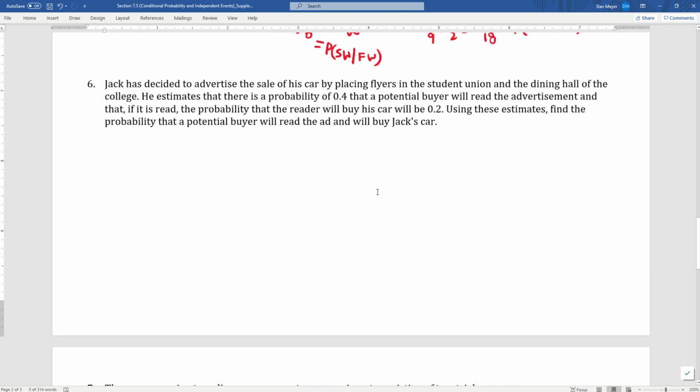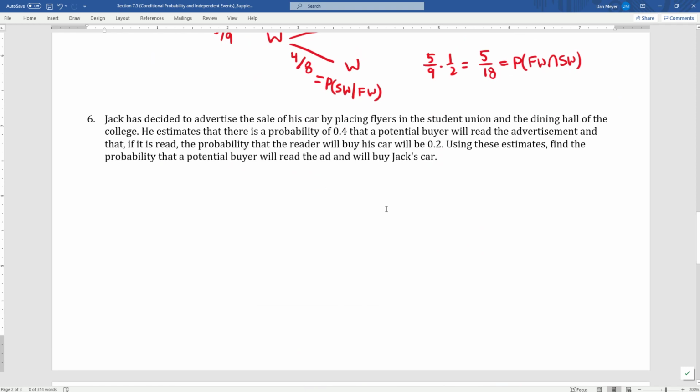All right, number 6. Jack has decided to advertise the sale of his car by placing flyers in the student union and the dining hall of the college. He estimates that there is a probability of 0.4 that a potential buyer will read the advertisement, and that if it is read, the probability that the reader will buy his car will be 0.2.